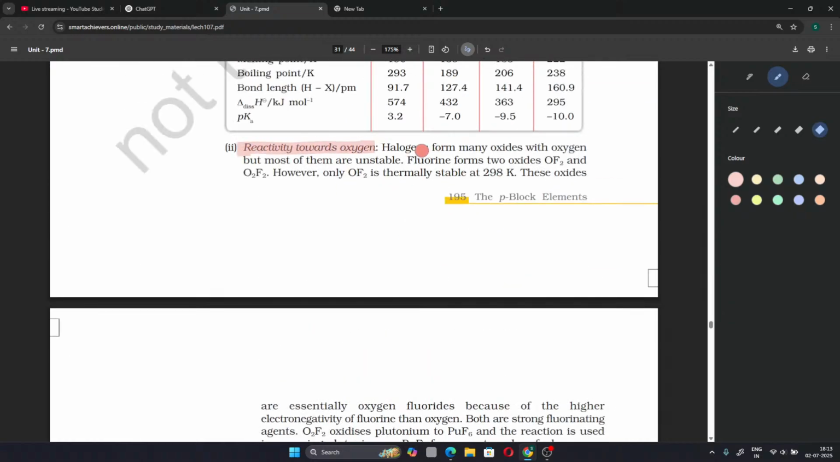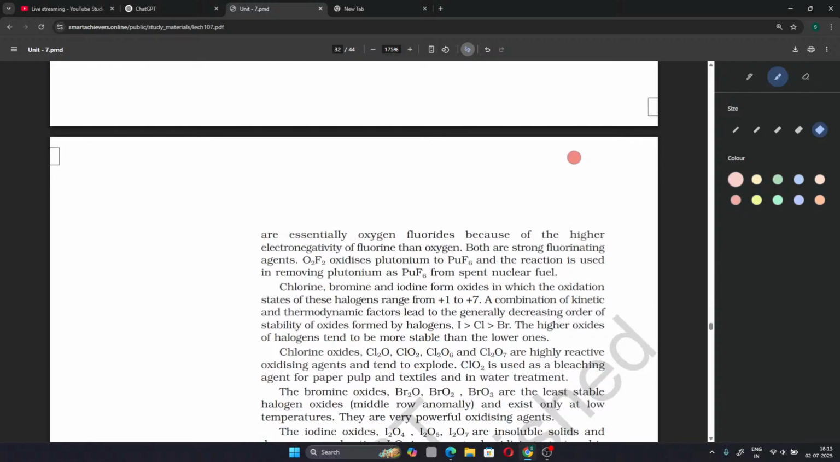Reactivity towards oxygen. Halogens form many oxides with oxygen, but most of them are unstable. Fluorine forms two oxides, OF2 and O2F2. However, only OF2 is thermally stable at 298 Kelvin. These oxides are essentially oxygen fluorides because of the higher electronegativity of fluorine than oxygen. Both are strong fluorinating agents. O2F2 oxidizes plutonium to give PuF6, and the reaction is used in removing plutonium as PuF6 from spent nuclear fuel.